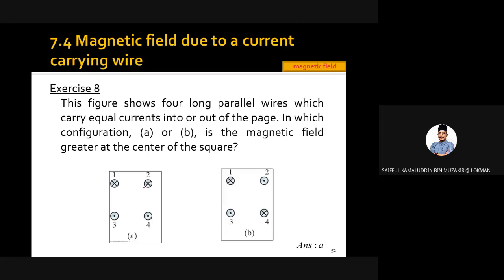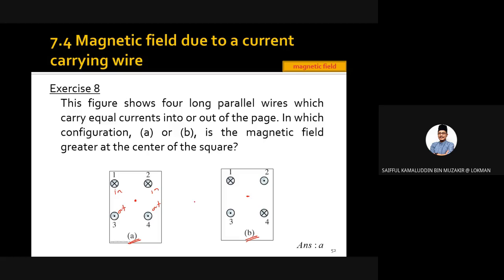Four long parallel wires. Okay, we have two cases, case A and case B, which carry equal current into or out of the page. This is into, the first one is in, second is in, this is out, third one is out. In which configuration, A or B, is the magnetic field greater at the center of the square? We want to analyze the center of the square. Which configuration of wires will have the greatest magnetic field at their center?